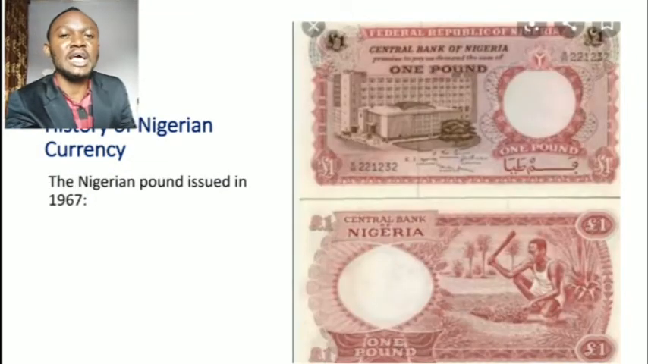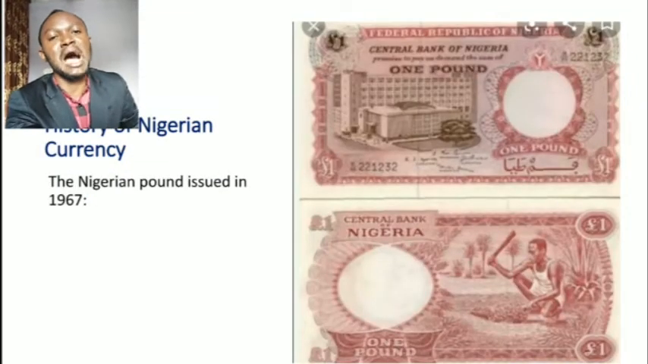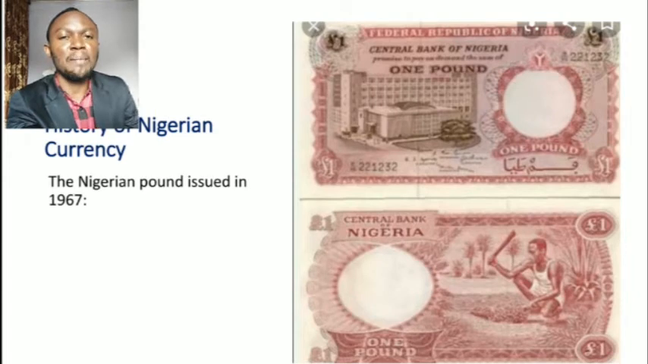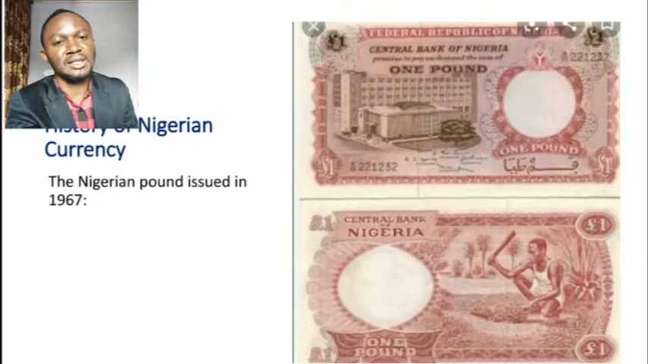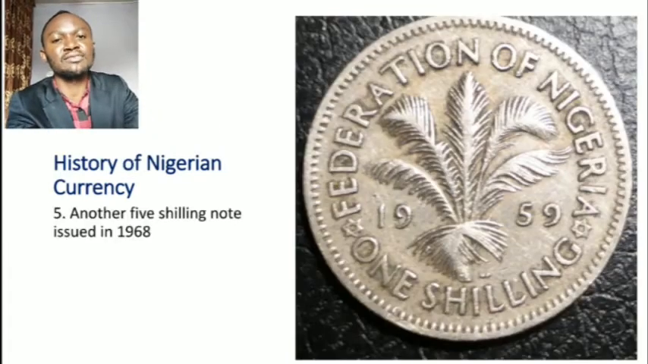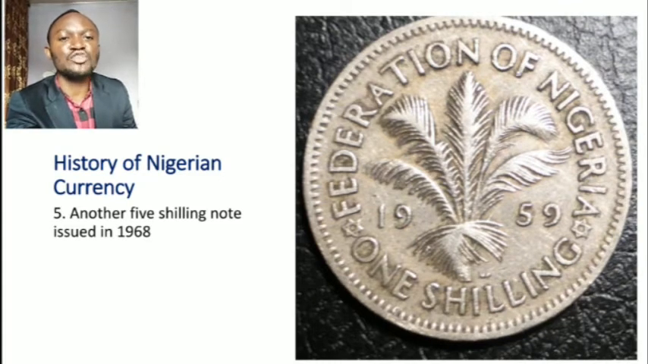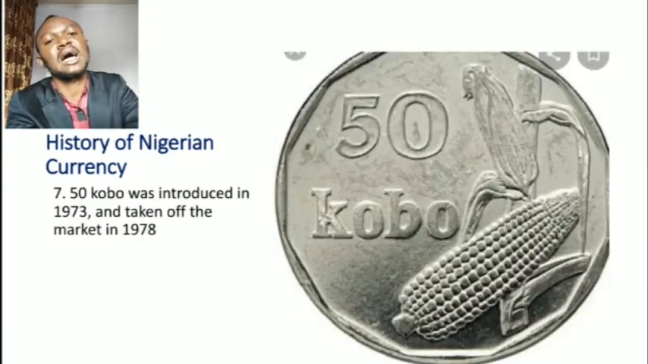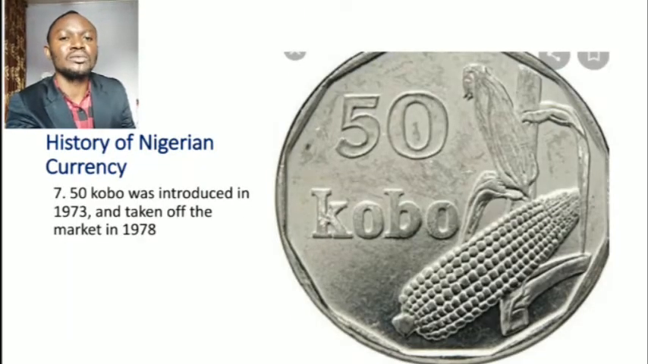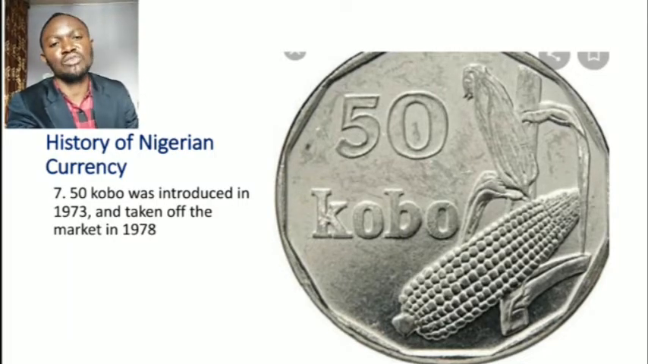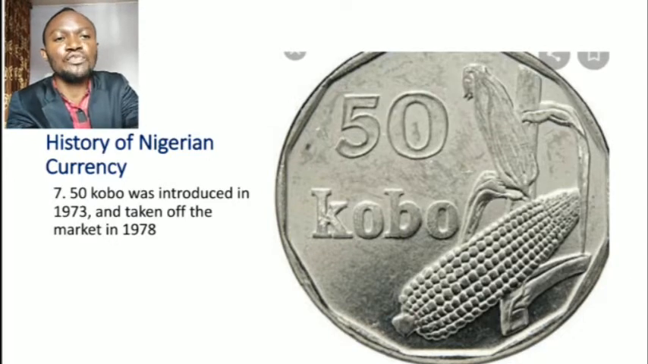Then we talked about the issuance of Nigerian pounds. When the colonial masters, the British authorities, came, the Nigerian pound became one of the currencies that was adopted in time past, precisely in 1967. Then came the era of shillings, as discussed in the last class, issued in 1968, and we had what we call the 50 kobo that was issued and introduced in 1973. But the 50 kobo, we're told, was taken off the market over time.